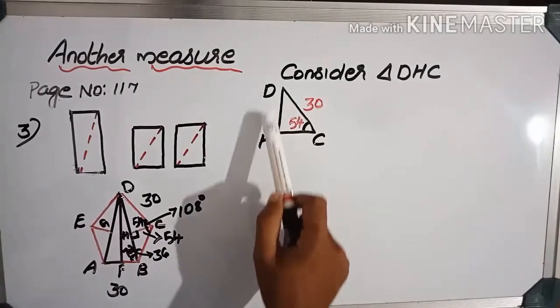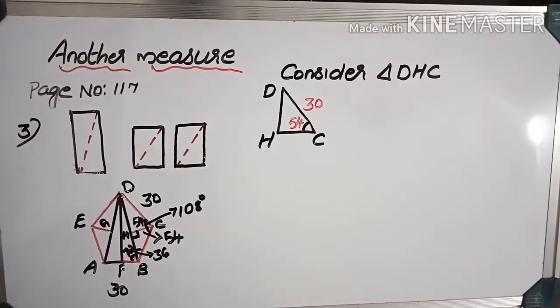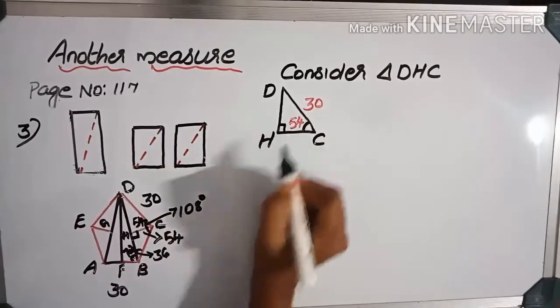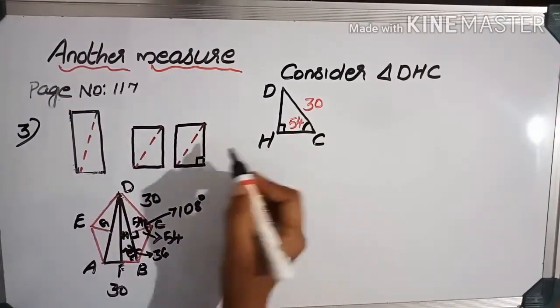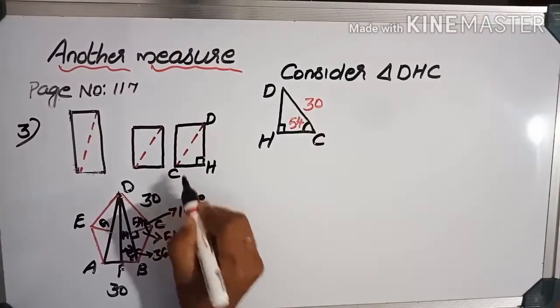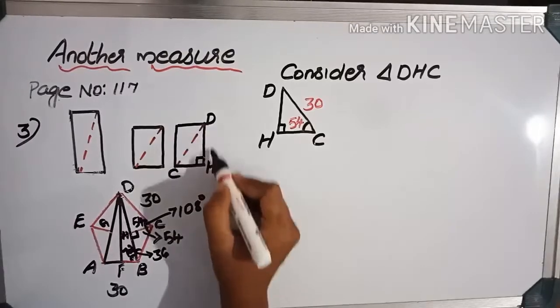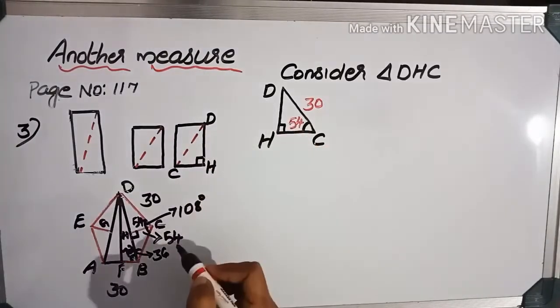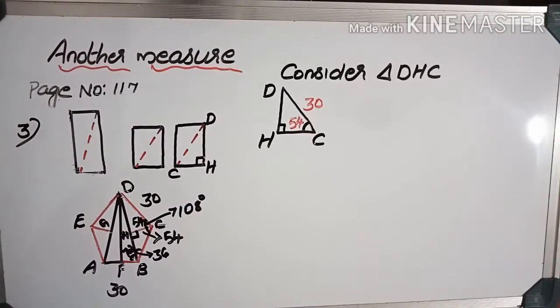Now this DH is the same as the length of the small rectangle, because 90 degree here, this is also 90 degree, it is just flipping. So this is D, this is H, and this is C. Here 90 degree. When you find DH, we can say that is the length, and this HC will be the breadth of the small rectangle. So both we need to find.